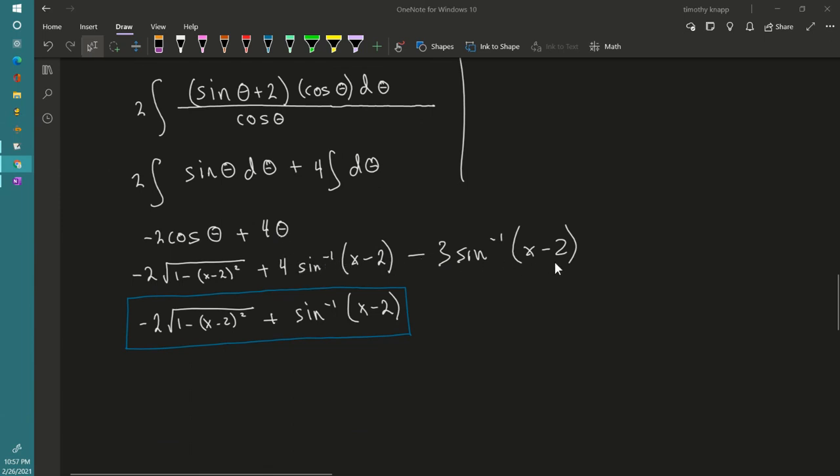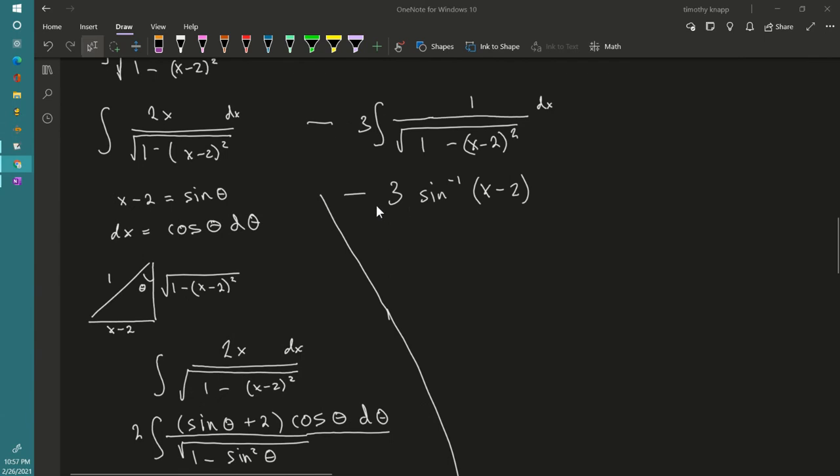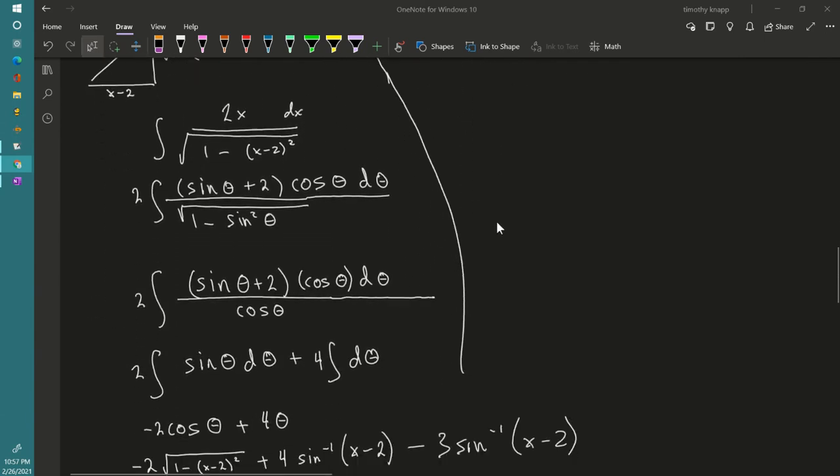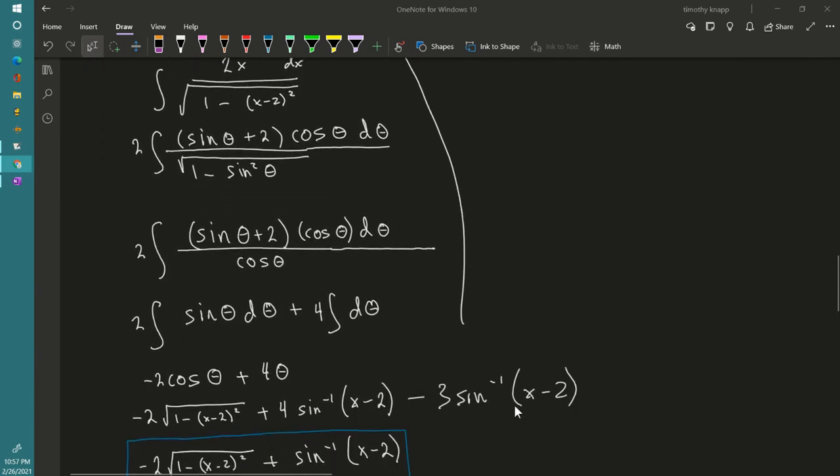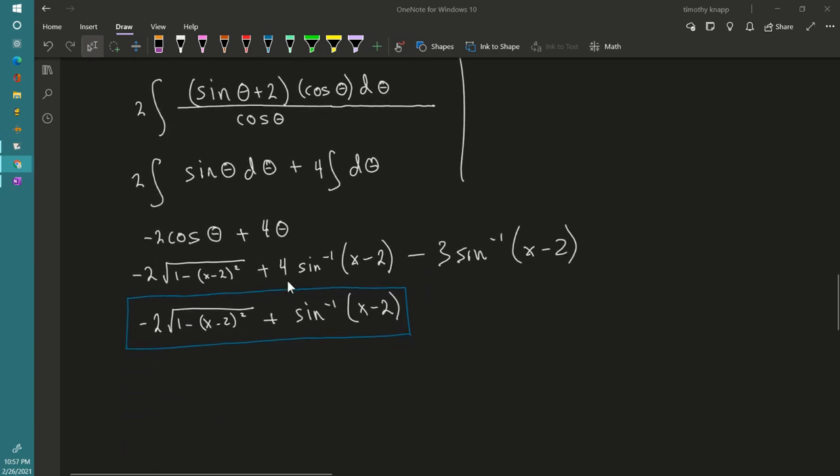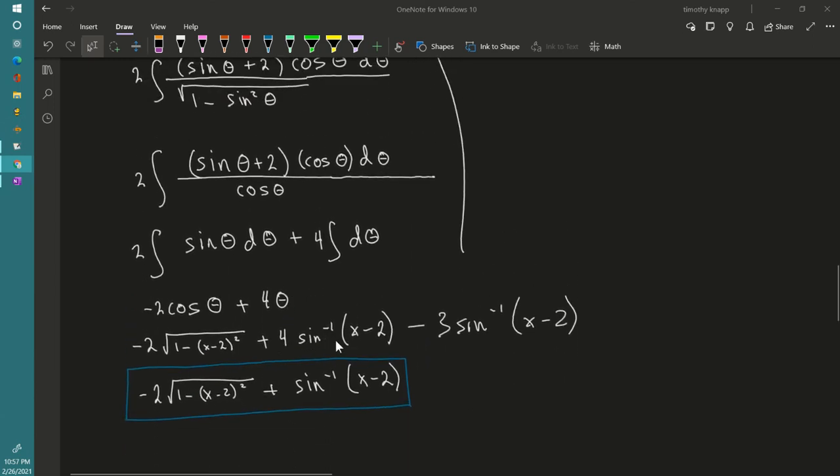This is up here. Where was that? Oh, that's from up here. So I brought this guy way down to here, and there it is. So now I've got 4 sine inverse of x minus 2 minus 3 sine inverse of x minus 2. That one was from way up there, giving me 4 minus 3 is 1. And this is going to turn out to be our final integral.